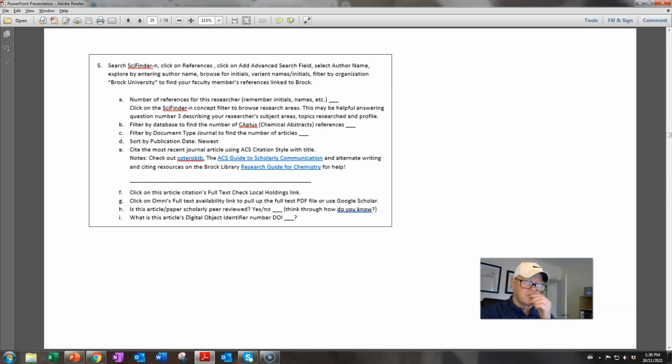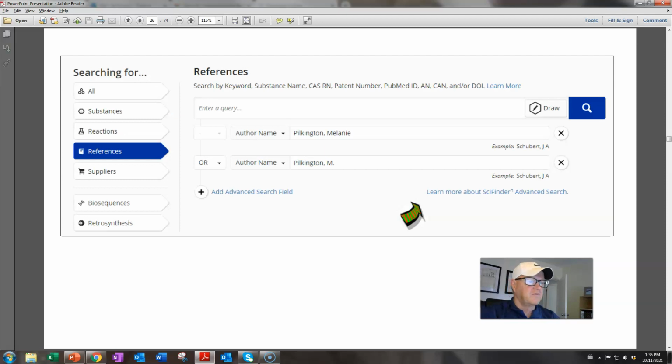So SciFinder-n is a bibliographic database like Google Scholar or Web of Science or Scopus. You can filter it in a number of ways, and we'll go through that. There's a number of tools here I'll go over, but there's about 5 questions. You need to fill in the blanks, and then we'll show you what a completed form will be. So going into SciFinder-n, here's the default search engine.